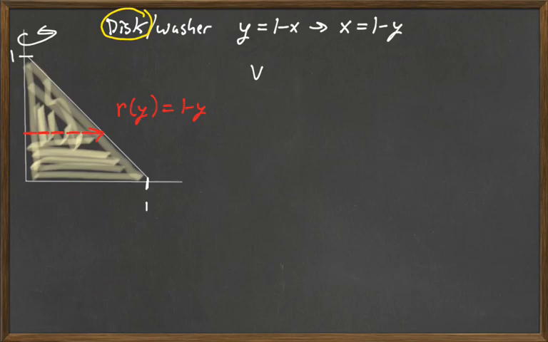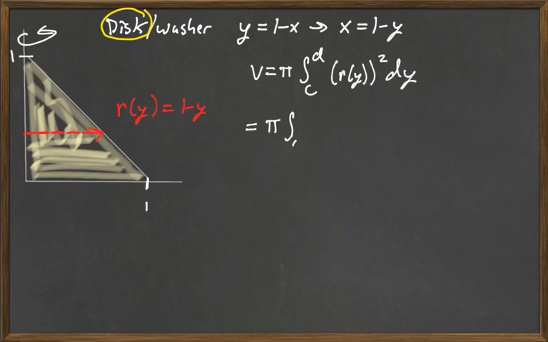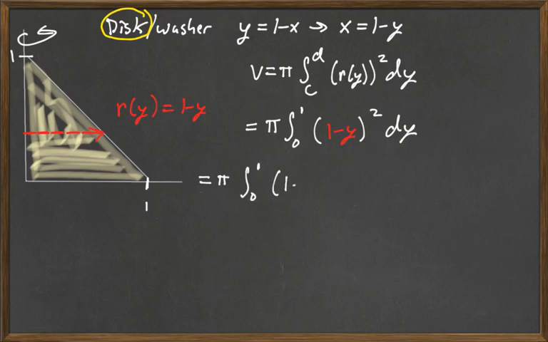All right, so the volume is going to be pi, integral from c to d, and then your radius squared, dy. So pi, limits of integration on the y-axis, so 0 to 1. Okay, 1 minus y squared dy. So pi, integral from 0 to 1. Go ahead and FOIL that out. 1 minus 2y plus y squared dy.